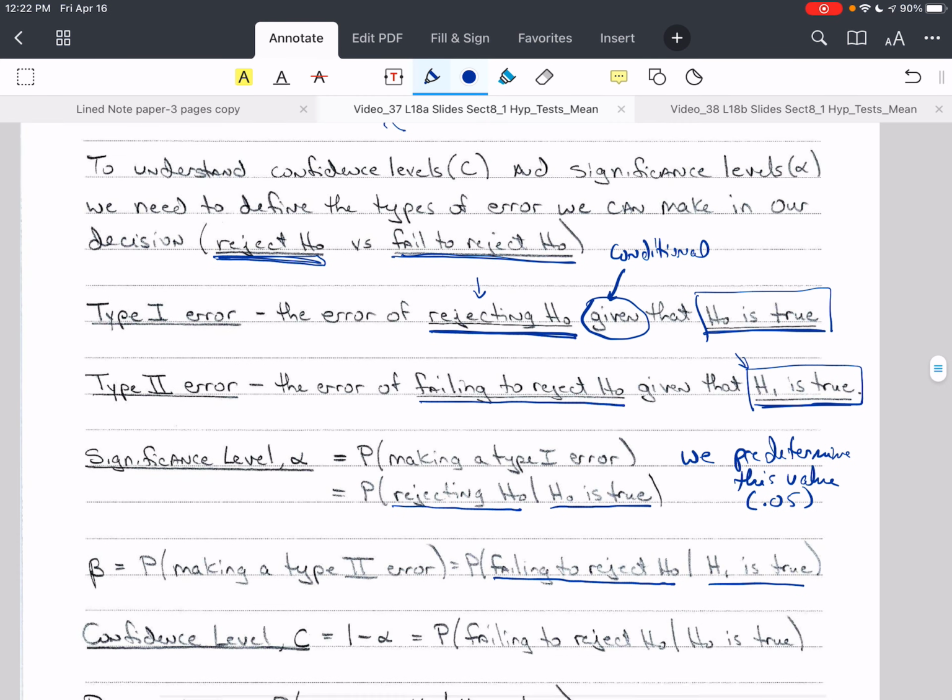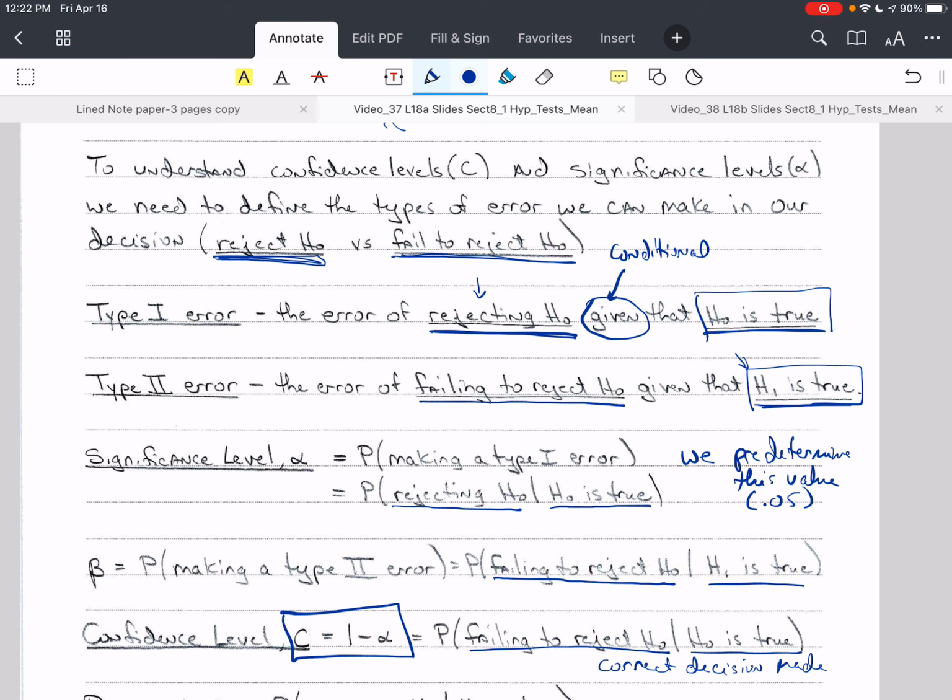Now, the confidence level is simply 1 minus alpha. This is important. So if we say that we want an alpha of 0.05, then C is going to be 1 minus 0.05, or 0.95, or 95% for our confidence level. And I can write this as failing to reject H naught when H naught is true. So this is not an error. This is correct. Correct decision made.